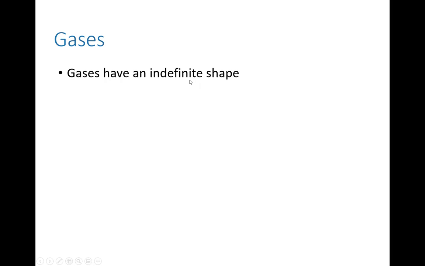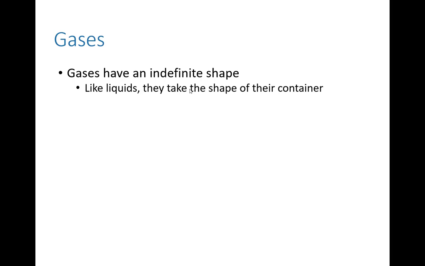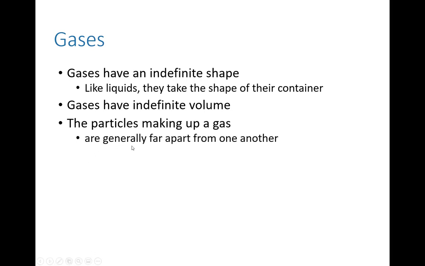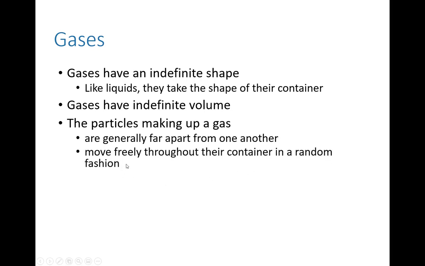Gases have an indefinite shape, like liquids, which means that they take the shape of the container that they're in. Unlike both solids and liquids, gases have an indefinite volume, which means that they can expand to fill up their container, or if they're put in a special type of container, they can be compressed into even smaller volumes. So the particles that make up a gas, when viewed on a submicroscopic level, are usually very far apart from one another, and they are able to move throughout the container in a totally random fashion.